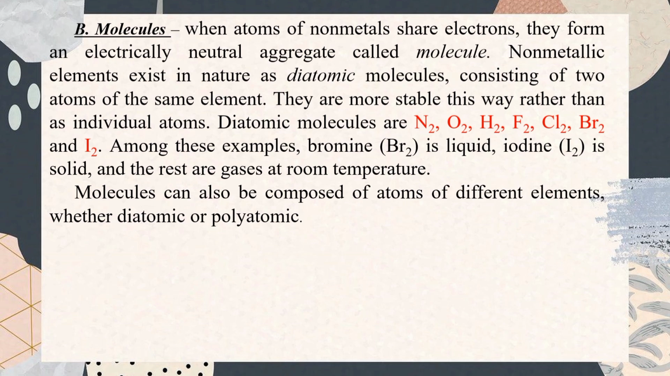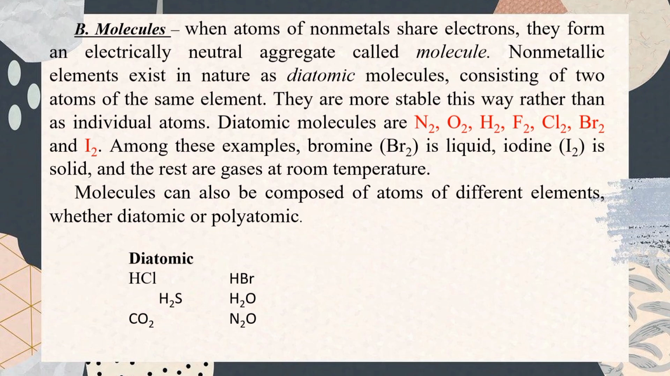Diatomic molecules are nitrogen, oxygen, hydrogen, fluorine, chlorine, bromine, and iodine. Among these examples, bromine is liquid, iodine is solid, and the rest are gases at room temperature. Molecules can also be composed of atoms of different elements, whether diatomic or polyatomic. Let's have examples under diatomic molecules.